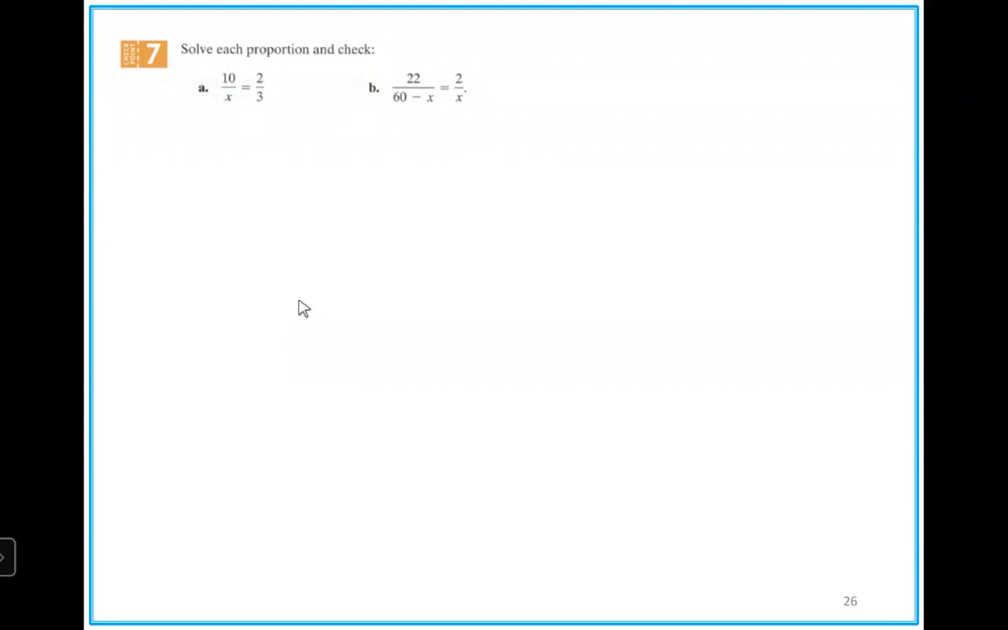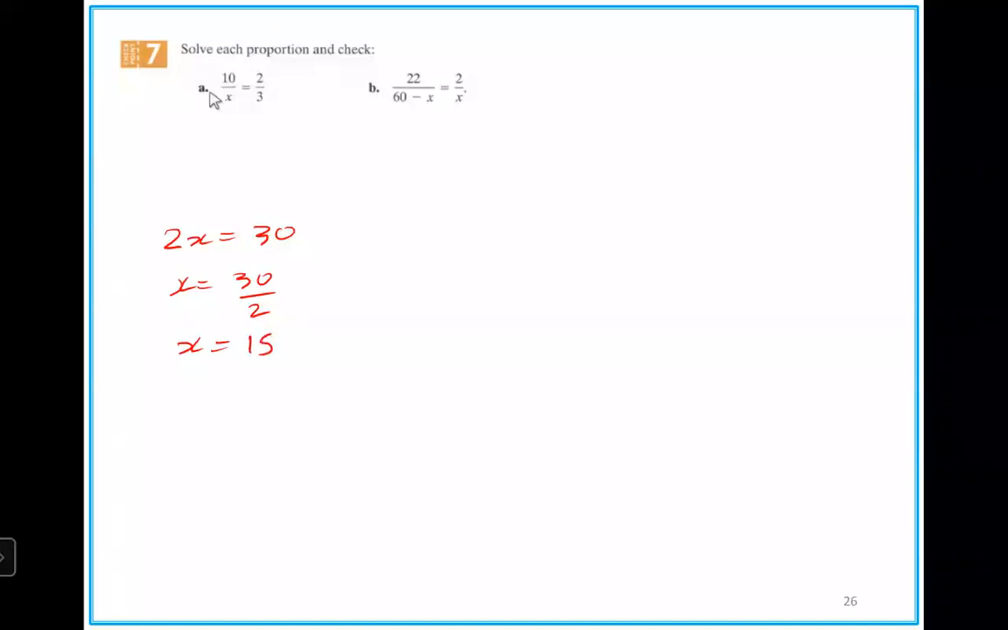Okay, so we're going to cross multiply. x multiplied by 2 will be 2x. 2x is equal to 10 times 3, which is 30. And then we're going to say x is equal to 30 divided by 2. x equals 15. Right, okay, thank you.